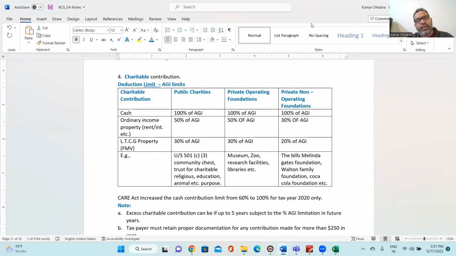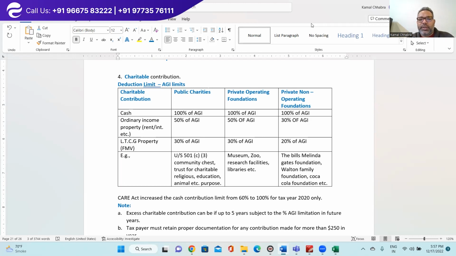And there are three categories of charitable institution. One is public charitable institution. Second is private operating foundation. Third is private non-operating foundation. So for example, a public charity trust includes your church, religious places, educational institutes, or some animal institutions, which are created by a pool of money from the public.